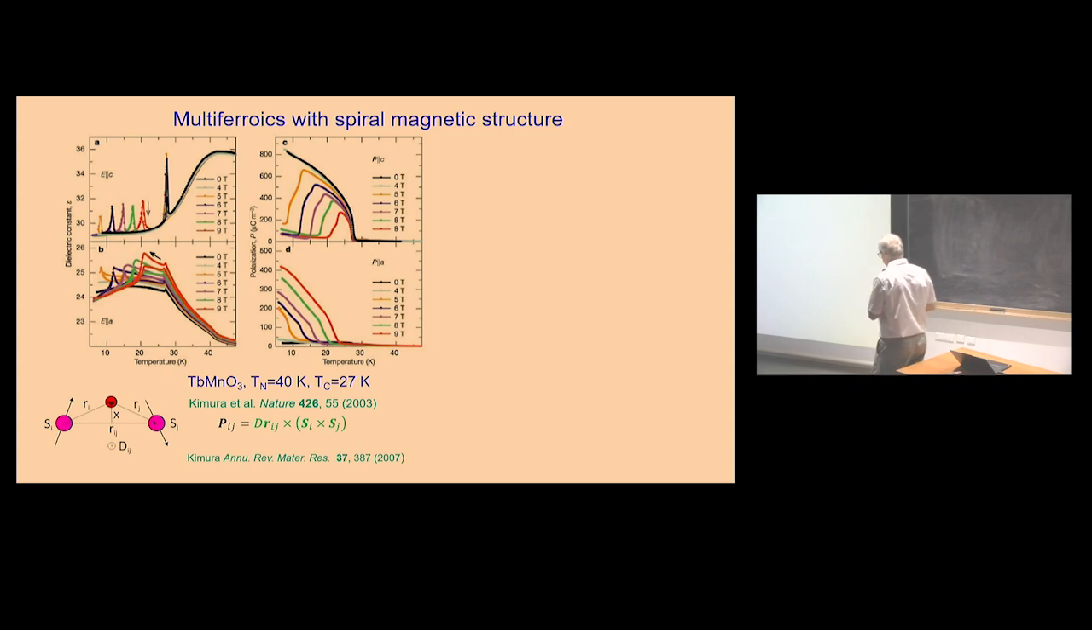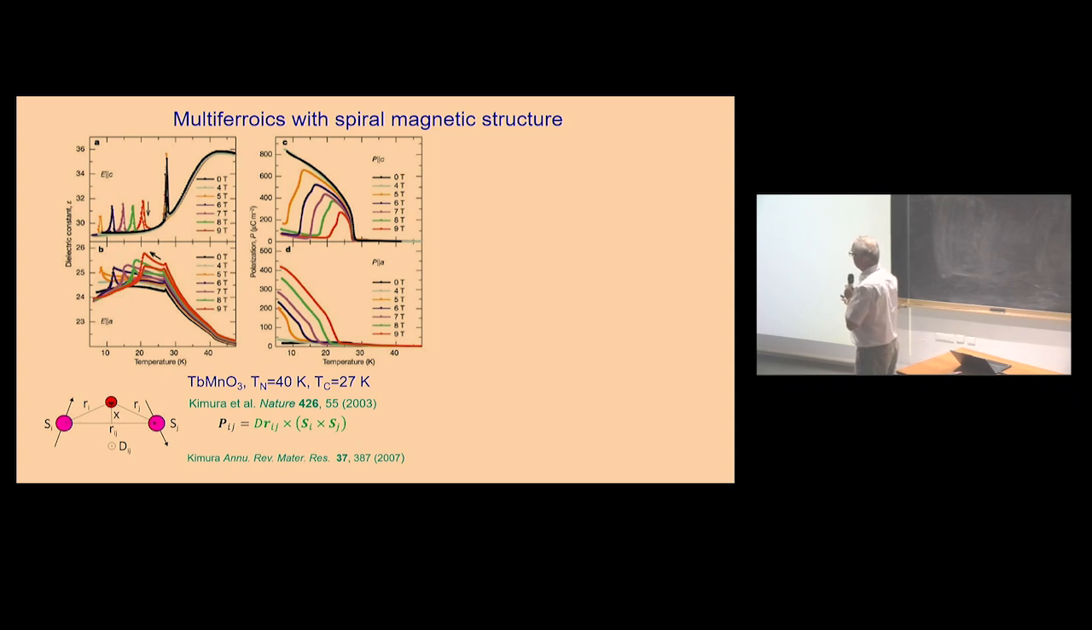The first discoverer of this, or it is practically the second material, but most popular material is terbium manganite, when Kimura published in Nature such dielectric anomaly. So there is a small change of permittivity. First there is a magnetic phase transition around 40 Kelvin, then a decrease of permittivity, and then a sharp peak, but very narrow and very small.